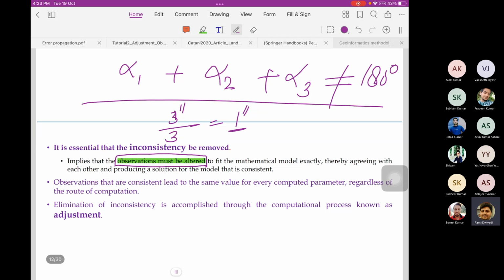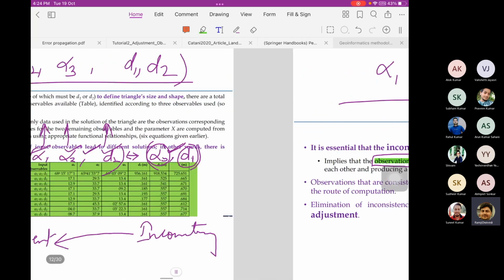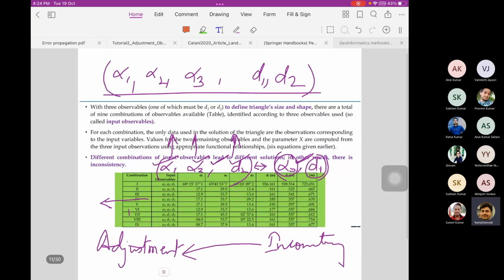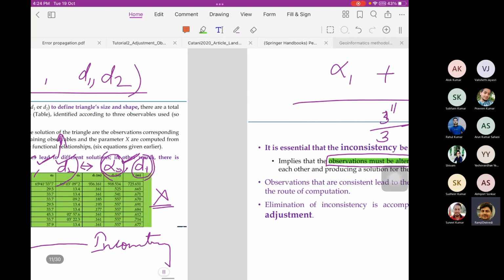So it implies that the observations must be altered to fit the mathematical model exactly, thereby agreeing with each other and producing a solution for the model that is consistent. Second, observations that are consistent lead to the same value for every computed parameter regardless of the route. That means if you have such a system, from wherever you go, whether you go from first, second, third, eighth, you will get a single value of x, not 9 values. You will get a single value of x. That is our job.